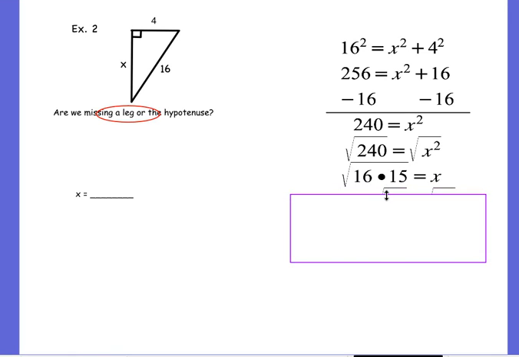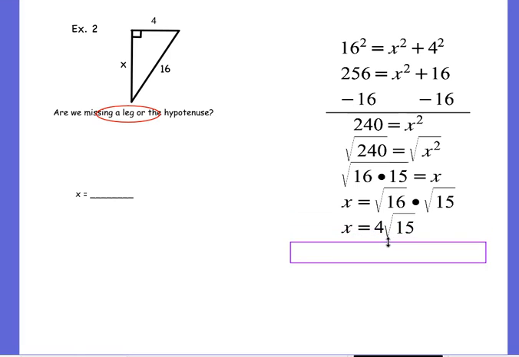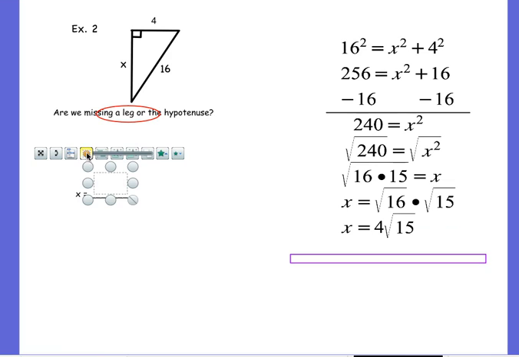And when you take the square root, and here I just rearranged this equation. Instead of saying square root of 16 times 15 is equal to x, I just rearranged it. And I separated the square root. So the square root of 16, that's a perfect square. So the square root of 16 is 4. And 15 does not have any other factors that are perfect squares, nor is it a perfect square. So our final answer is 4 square root of 15.